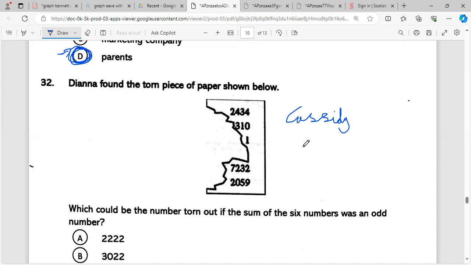Cassie, you can begin when you're ready. Alright, okay, so I was just memorizing the question. You could read it out aloud for us and take your time. We're not rushing you. Diana found the torn piece of paper shown below, which could be the number torn out if the sum of the 6 numbers was an odd number. It's odd.